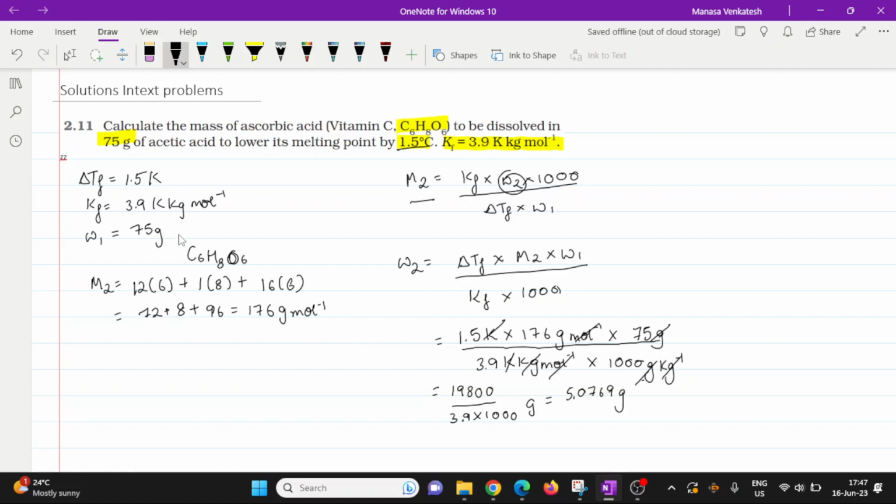So essentially, we just did the same thing we did in the previous question. We use the formula of molar mass using the depression of freezing point, and we know the value. We were able to calculate the value of M2 using the formula of ascorbic acid, and then we calculated the mass of ascorbic acid using the equation, and that is exactly what we did.